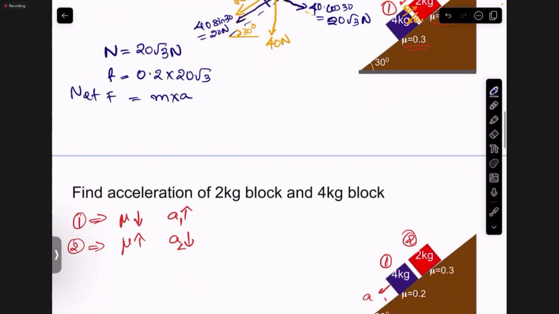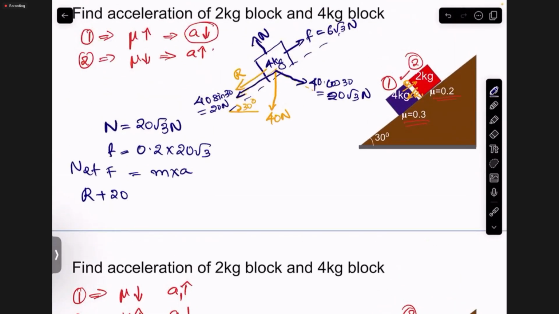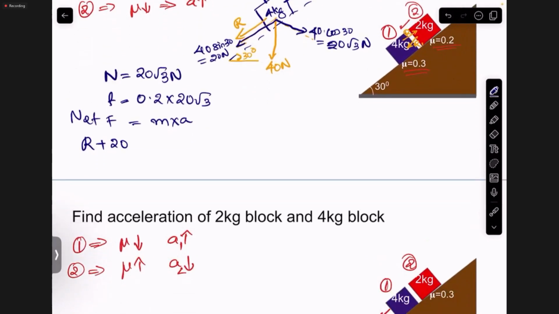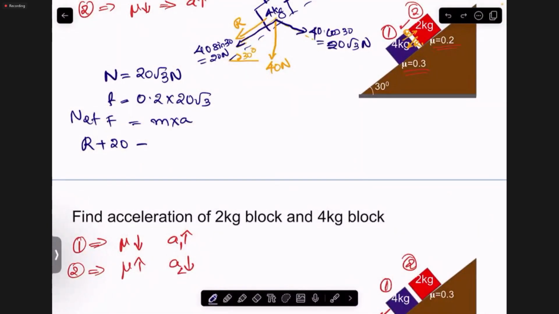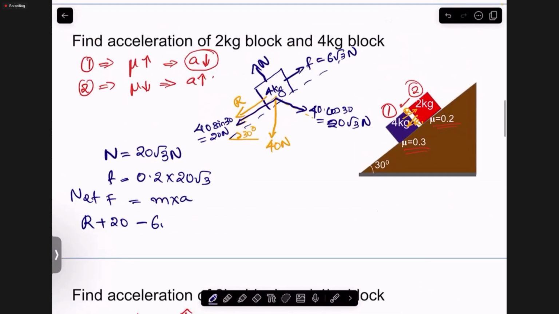So what is the net force? R plus 20 Newton, that is what is pulling this block downwards. So R plus 20 Newton, and there is this frictional force which is acting upwards, 6 root 3, is equal to mass, which is 4 kg, times acceleration A. That is equation 1.